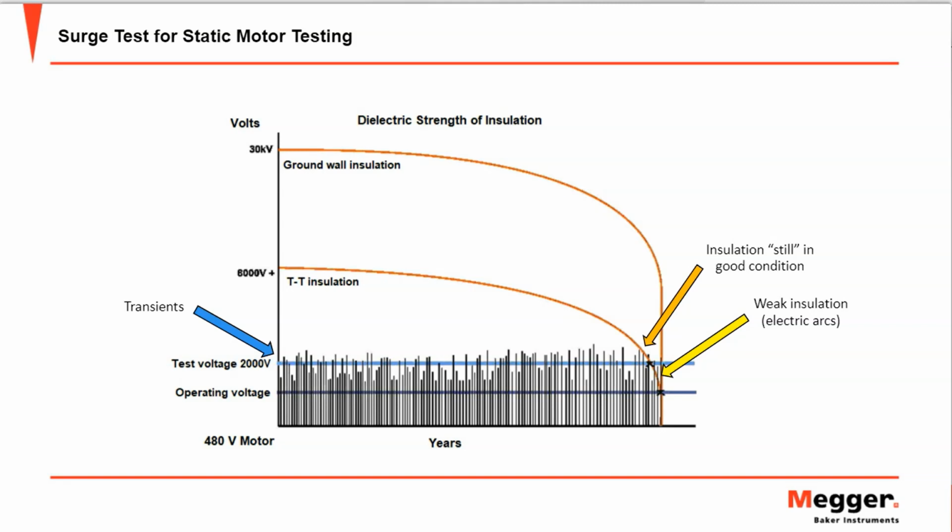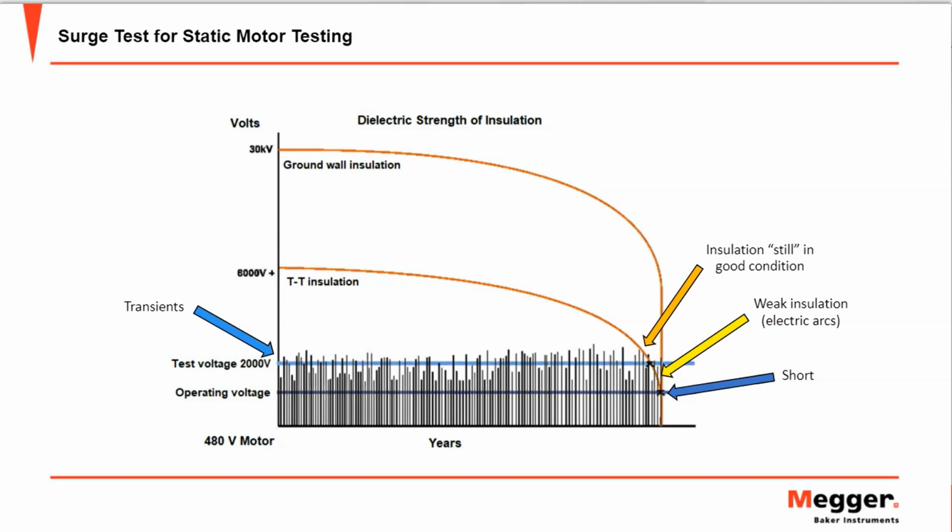If we cannot identify it, or we don't have a surge tester, then that turn-to-turn insulation is going to short, maybe in the same coil or between coils, or maybe to the ground, and the motor is going to fail and burn. So the idea of predictive maintenance is to identify that weak insulation through the surge test and the motor variables, to identify problems on the motor.